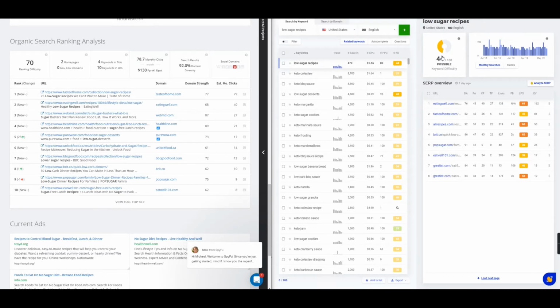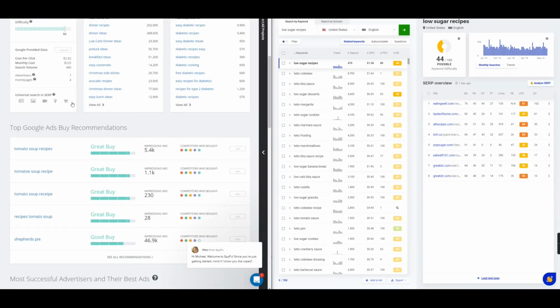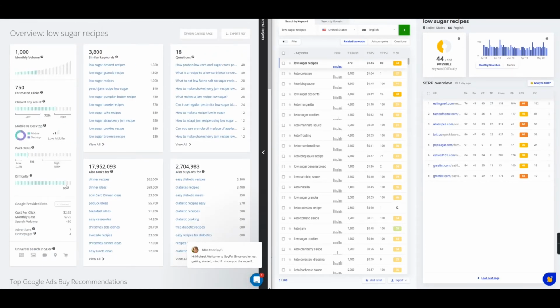Although for a new website, this would be pretty hard for you to rank for. So personally, I would go for the 44 rather than the 90. I mean, I'm saying that I think 90 is a bit over the top. Yes, it is hard to rank for, but I wouldn't say that's impossible, based on the fact that some of the results are not fully talking about low sugar.